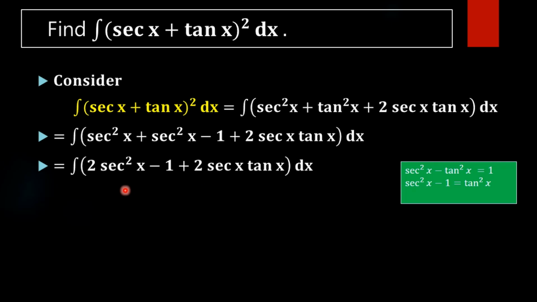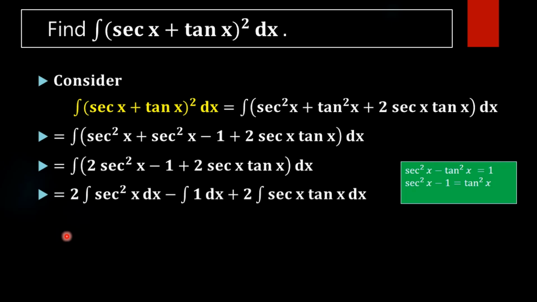Next we are going to integrate each and every term here, which is equal to 2 into the integral of sec square x dx minus the integral of 1 dx plus 2 into the integral of sec x tan x. Okay, 2 is a constant, so we have taken it outside here.